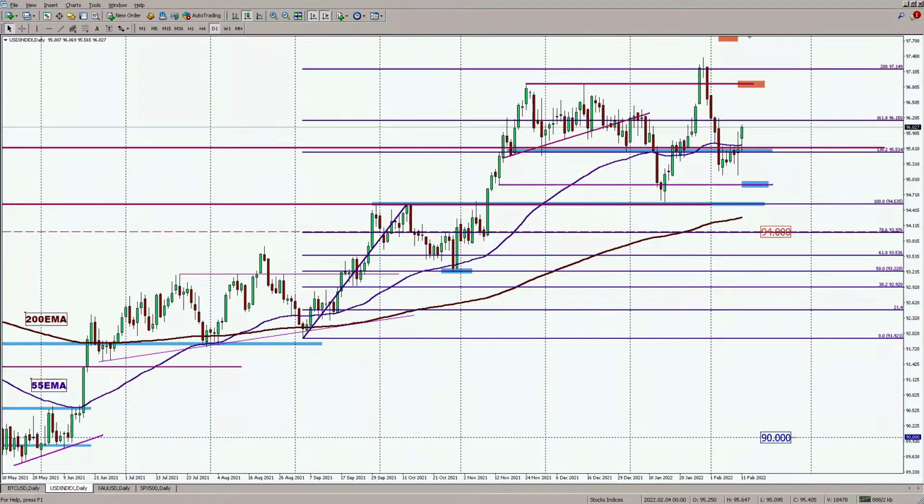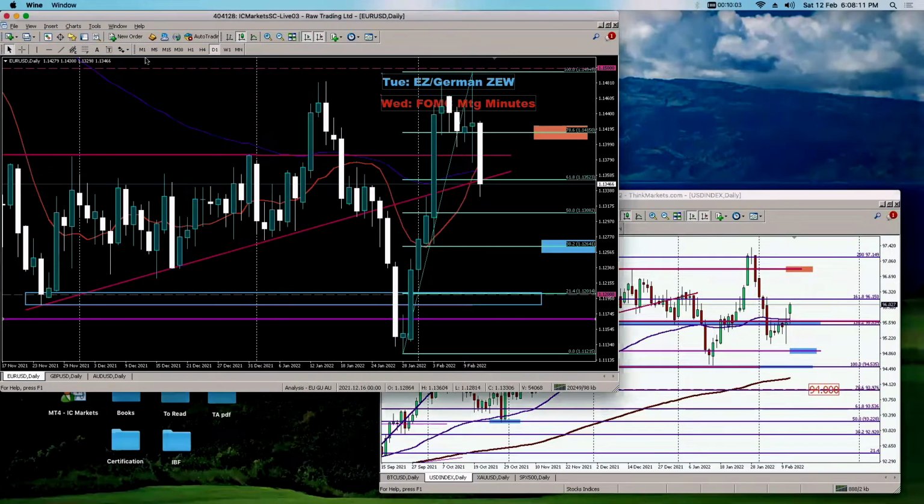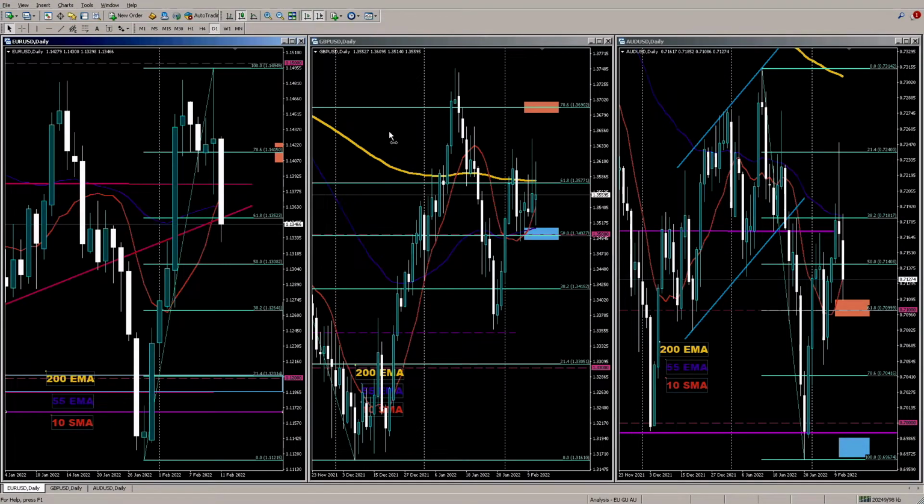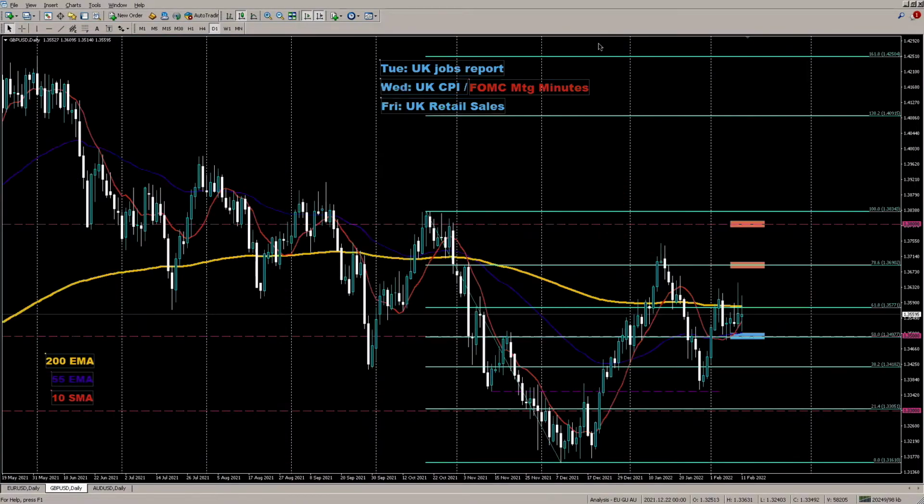Okay. Let's move back to Euro here. So after a strong recovery the previous week, it's finally pulling back lower, and it could be moving into a consolidation phase, unless there's some fundamental trigger.